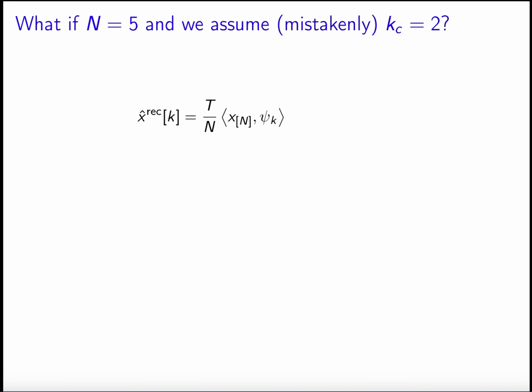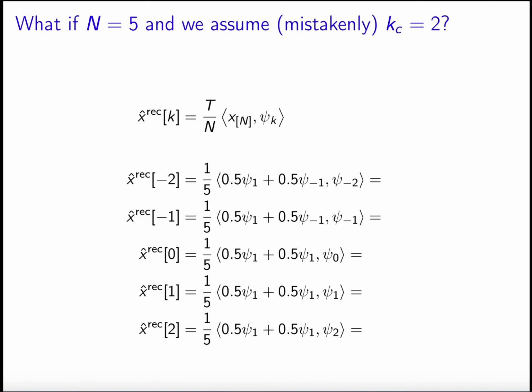Okay, so again, we assume mistakenly that the cutoff frequency is 2. We try to recover by taking inner products with the frequencies that we expect, and we expect -2, -1, 0, 1, and 2.